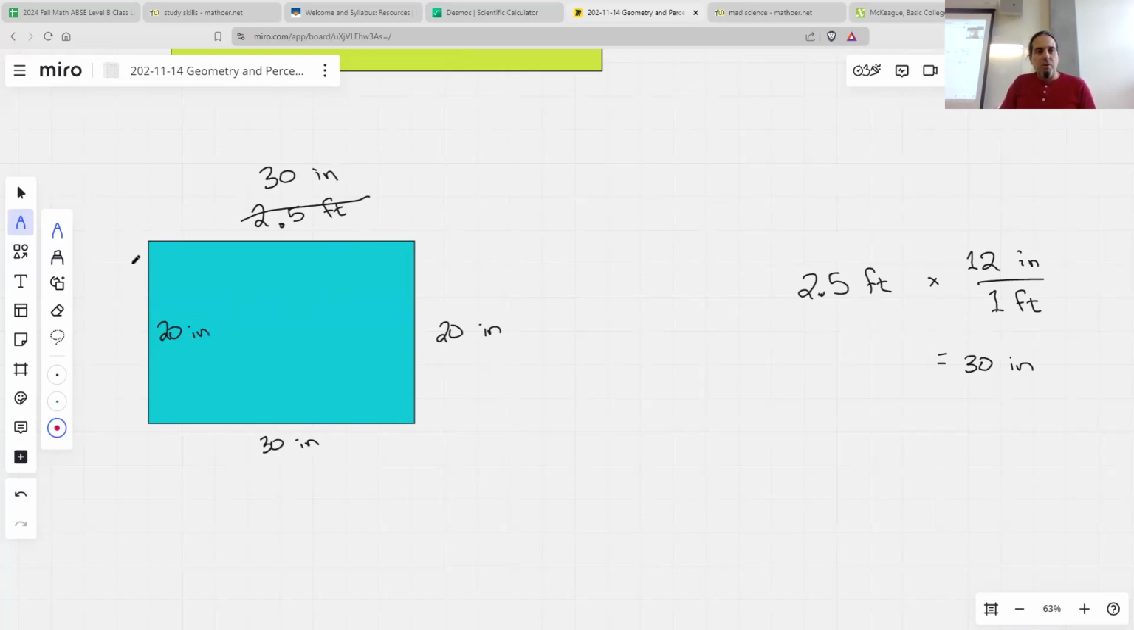I should mark where I'm starting. And now I'm just adding things up. So 30, 20, 30, 20, bunch of zeros. 3 and 2 is 5, 6, 7, 8, 9, 10. So 100 inches total. Everyone happy with that? Questions, comments?